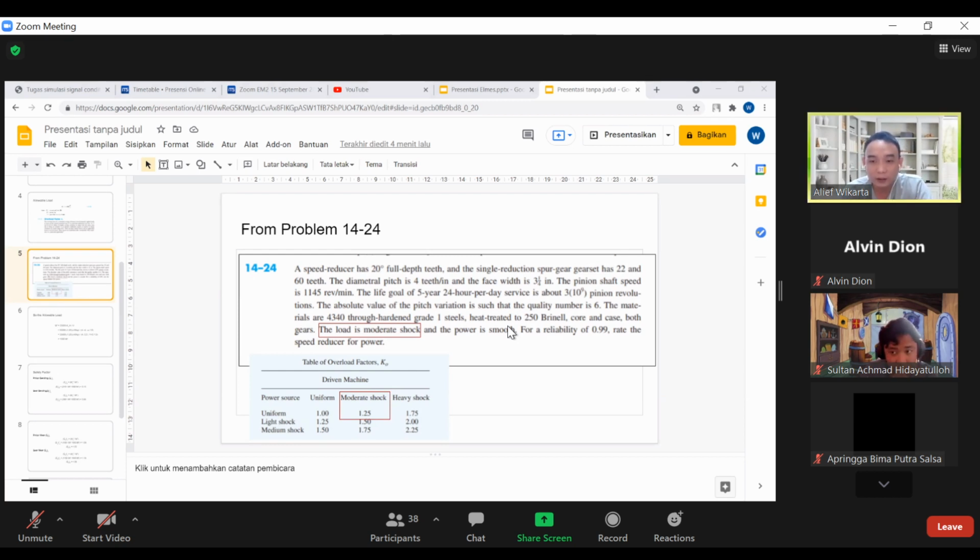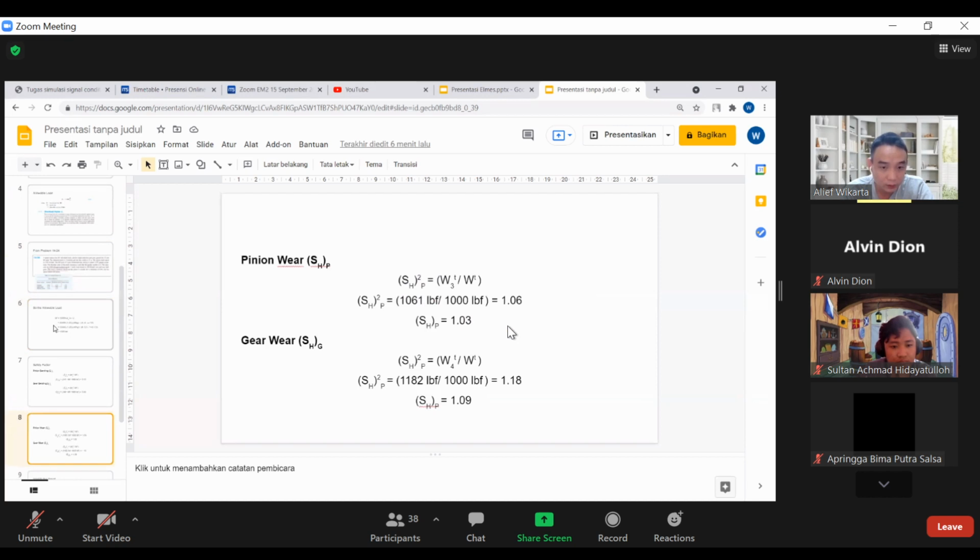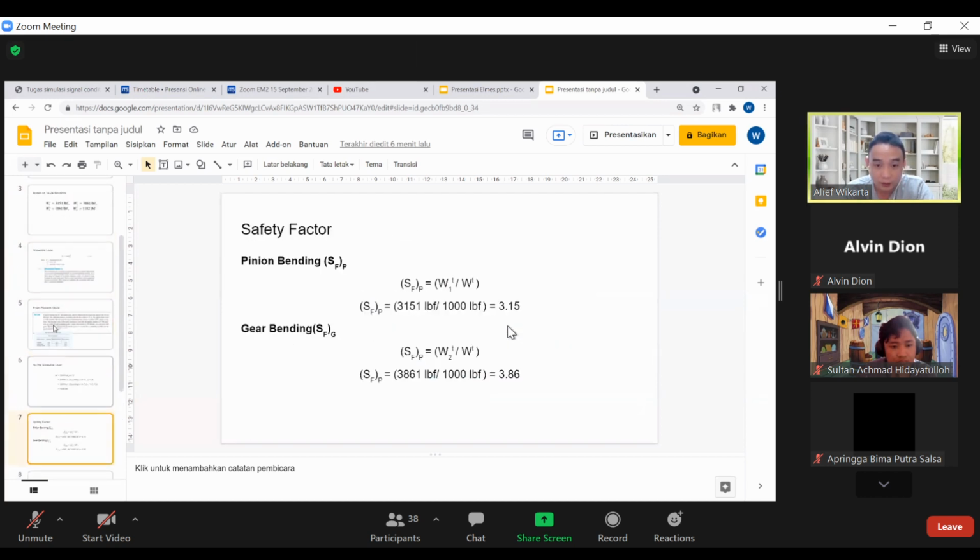In order to find the safety factors, there are two values, W1T and WT. Could you show us the safety factor equation, Mas William? This one, the calculation. In W1T, we have to include the K0. But in WT, we just use the equations without the K0.